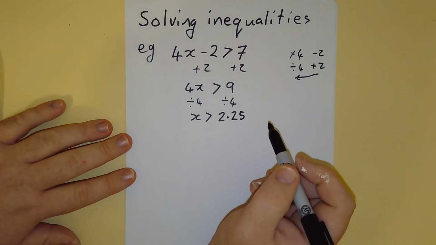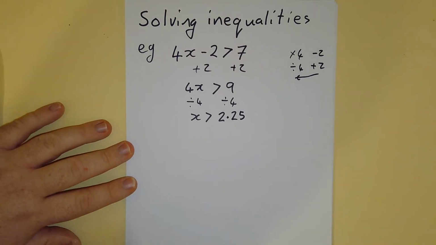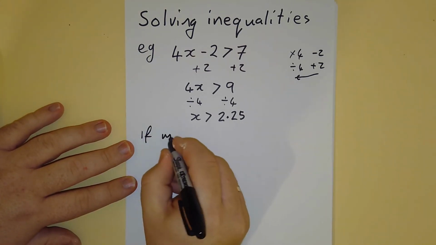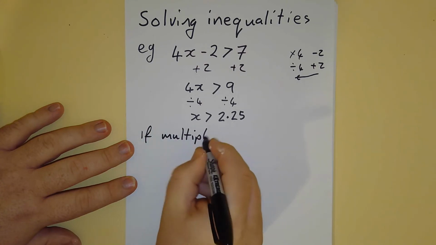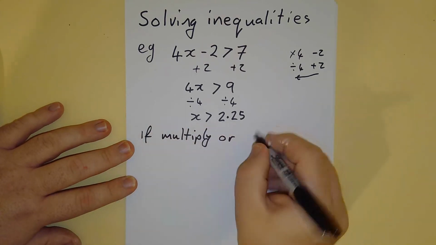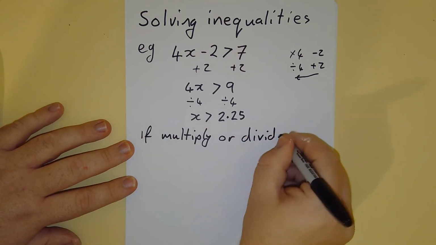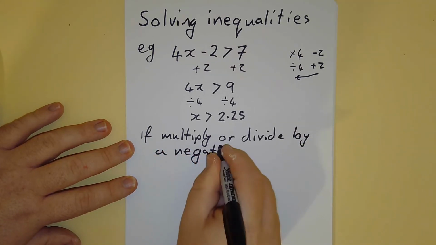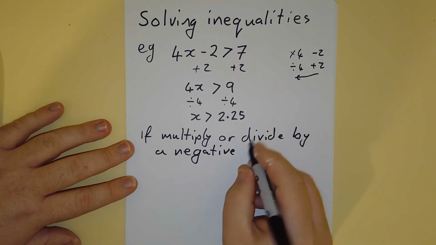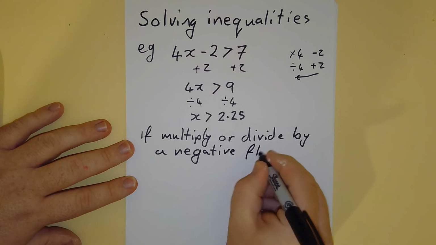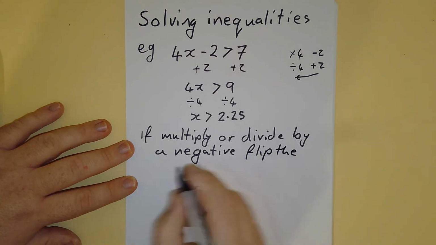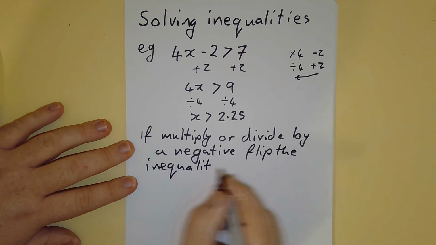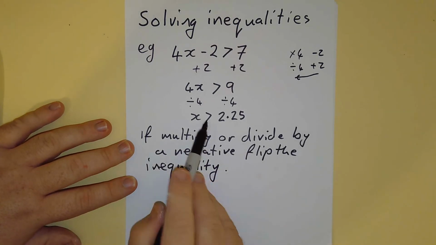Now, I talked about the one exception. The one exception is where we have to multiply or divide by a negative number. If we multiply or divide by a negative, the only thing we have to do to keep this correct is to flip the inequality. So instead of being greater than, it becomes less than.